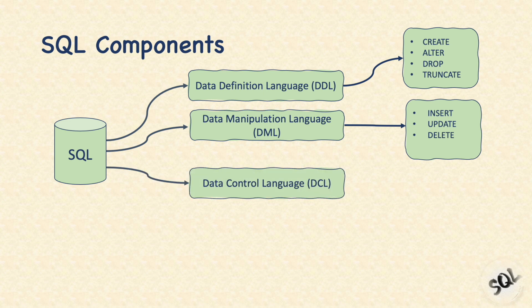The third component is DCL or Data Control Language. DCL manages user permissions and security. The commands that are associated with DCL are grant and revoke.